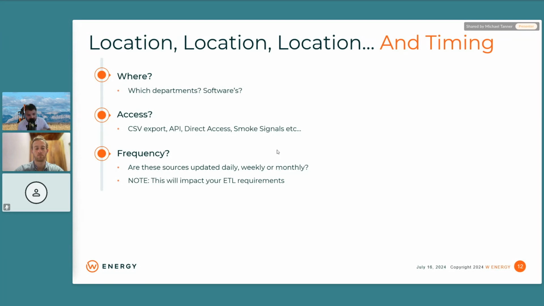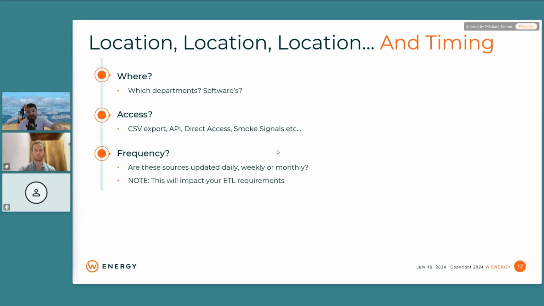The final thing you need to think about with these endpoints is the frequency. First off, as we covered in part one, how often do you need your report updated? If you need it updated daily, you better figure out a way to get your data updated daily. And then layering that in, how often do these data sources update? Is it daily, weekly, or monthly?